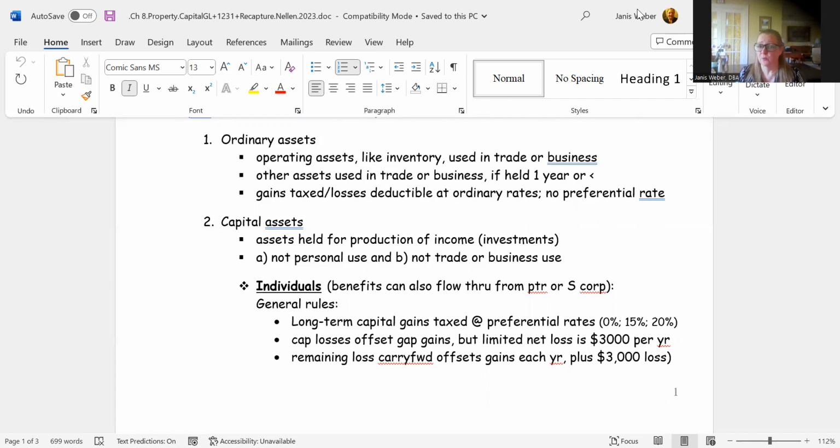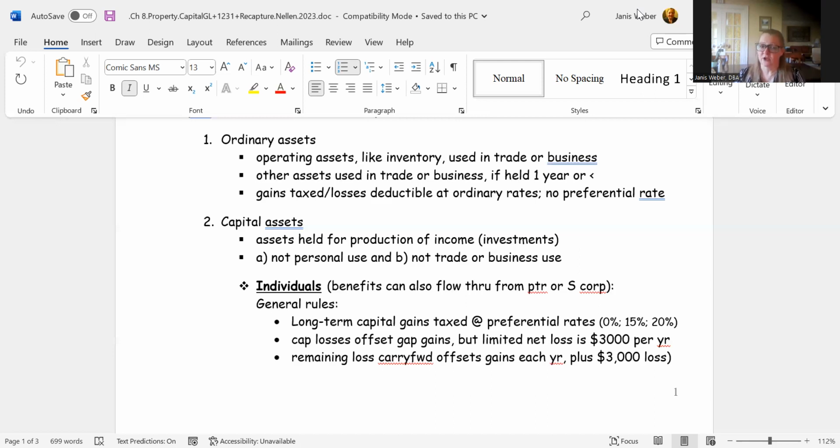Even if they would have qualified as capital or trade or business assets, they're going to be short-term ordinary if they're held 1 year or less. And then the gain or loss is deductible at ordinary rates, with no preferential treatment if you're an individual. So it's important to know where that line is. If it's a short-term asset, or a business asset like an inventory item that you're selling that you use in your trade or business, then those are not eligible for any special treatment. Okay, so that's ordinary assets.